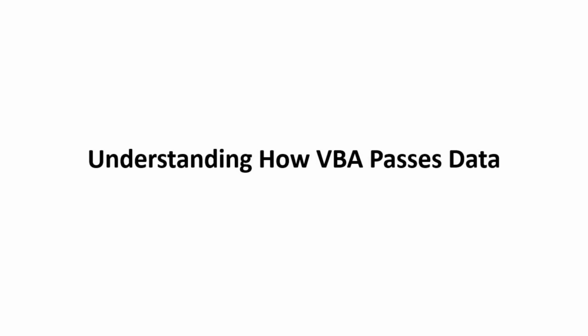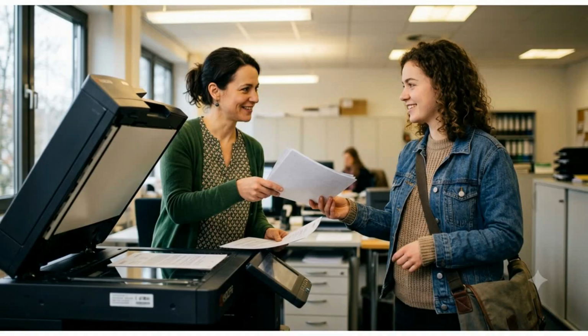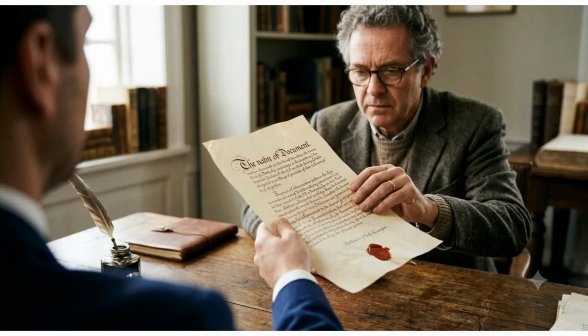Understanding how VBA passes data. Before we discuss ByVal or ByRef, let's review what we learned in our previous episode. When we call a procedure, we can send information using an argument. For example, in this example, we are sending salary to another procedure, but VBA has two ways of sending this information. It can send a copy of the value, or decide to send the original variable itself. That difference is what ByVal and ByRef control.